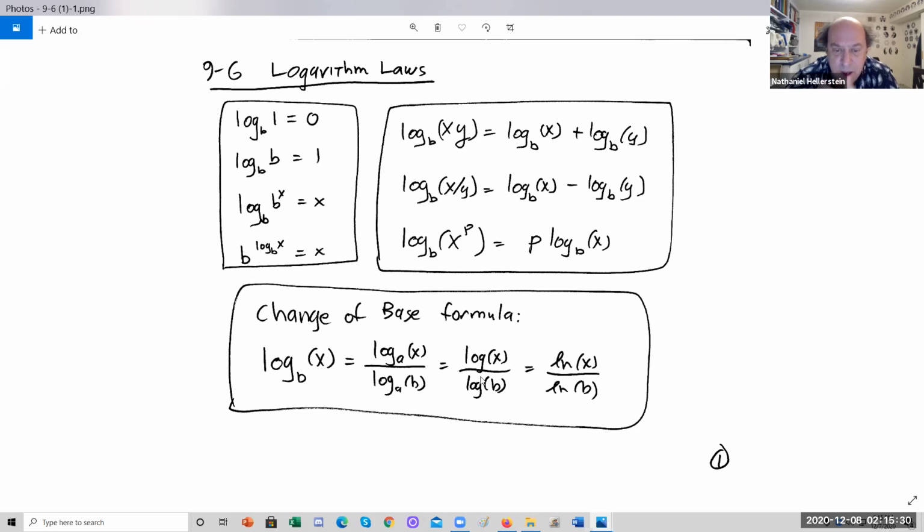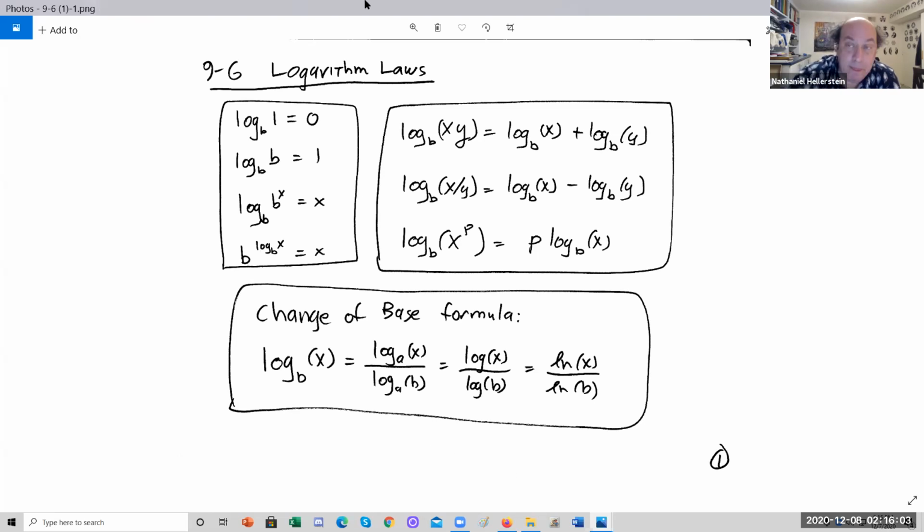Now this one is related to this one, the change of base formula. Given that your calculator will have log base e and log base 10, but not other bases, this gives you log base any other base of x as a ratio of logarithms: log base a of x over log base a of b, common log of x over common log of b, natural log base e of x over natural log base e of b. So there's all that.